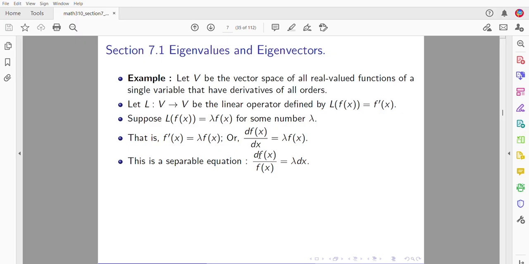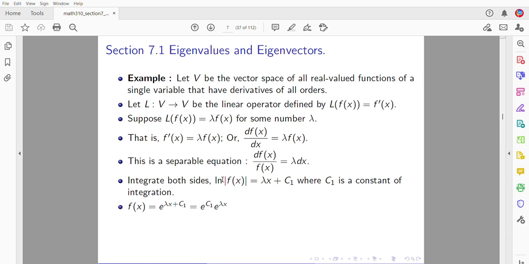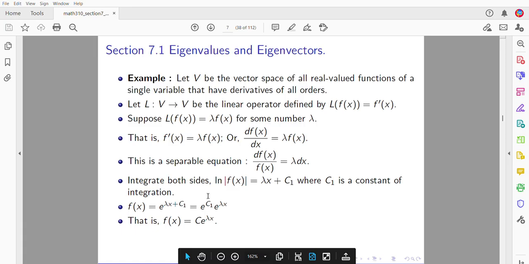Integrate both sides. When you integrate the left, you get natural log of absolute value of f. When you integrate the right, you get lambda times x plus some constant of integration. To get rid of the natural log, what do you do? Raise it as exponential of e. So f(x) is e to the right hand side: e to c1 times e to lambda x. You see, because of that plus, it becomes e to c1 times e to the lambda x, which means f(x) is e to c1, a constant c, times e to lambda x. That is your function f.